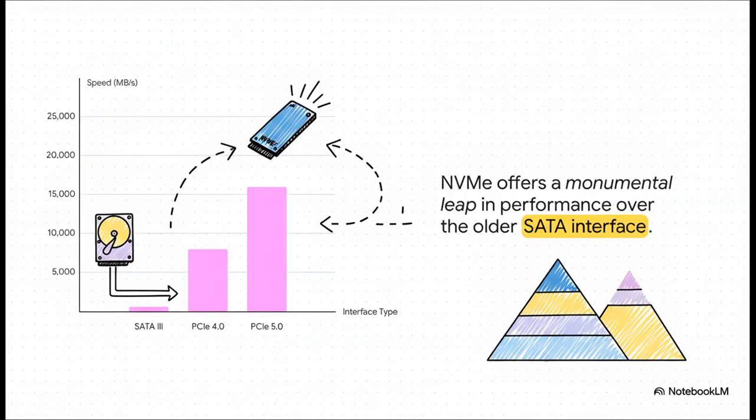And wow, this chart just says it all, doesn't it? Going from SATA to a modern PCIe 4.0 NVMe drive isn't just a small bump. It is a massive, monumental leap in performance. We're talking well over 10 times the speed. And with PCIe 5.0 becoming more common, that gap just gets even more insane.